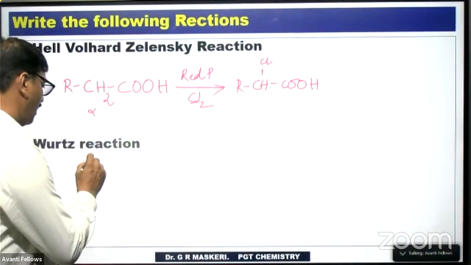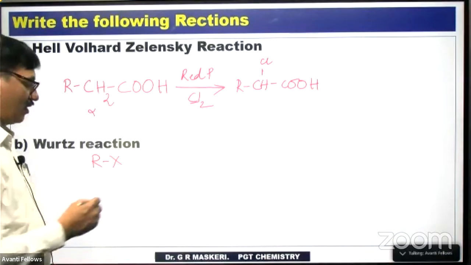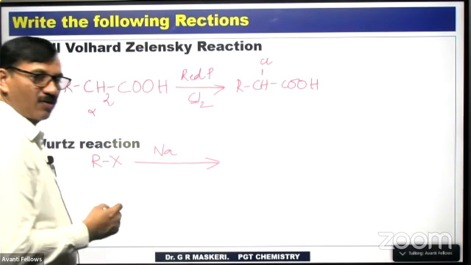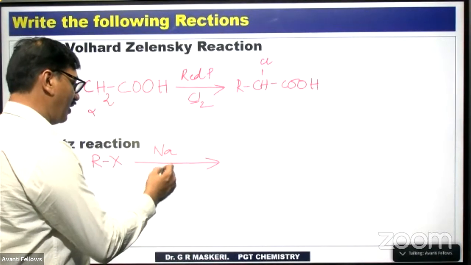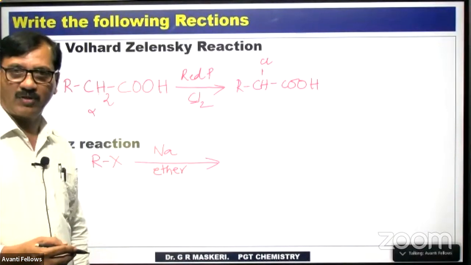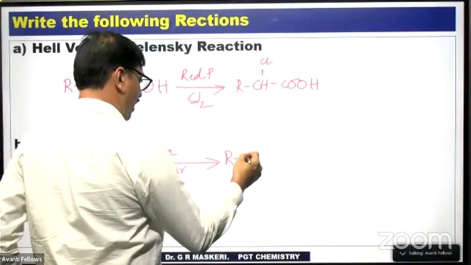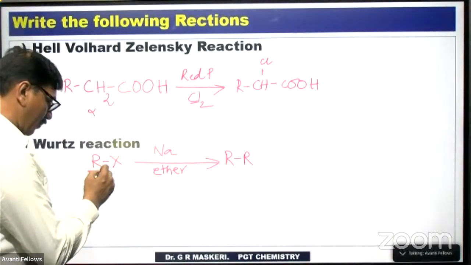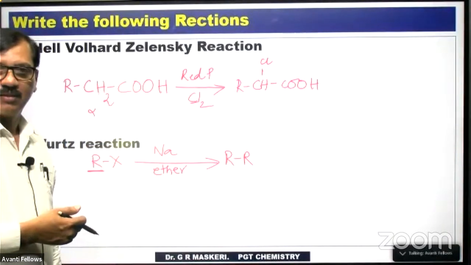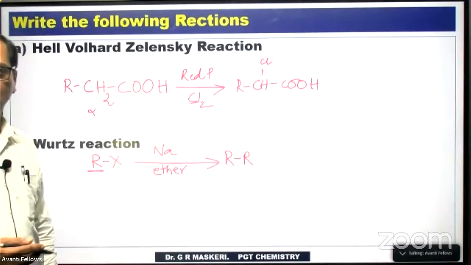Alkyl halide, if it is written in the general form, RX, in the presence of sodium metal, in ethereal medium, dry ether, because sodium reacts with water, therefore water should be avoided. RX with sodium will give R-R. The alkyl group present with the halogen is doubled. That kind of alkane is obtained, right? Another product is sodium halide.